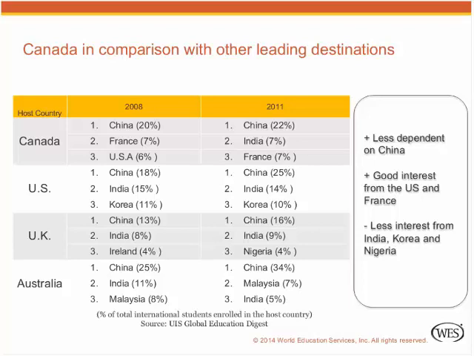In contrast, only 16% of students are from China in the UK, 25% in the US, and almost 22% in Canada. So if you compare it with Australia, yes, Canada is doing better in terms of being less dependent on China, but it is not doing as well as the UK, which is even less dependent on China. So that's one area in terms of source country.